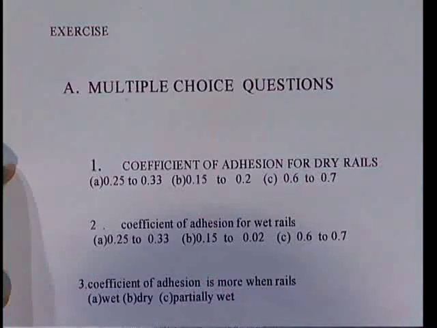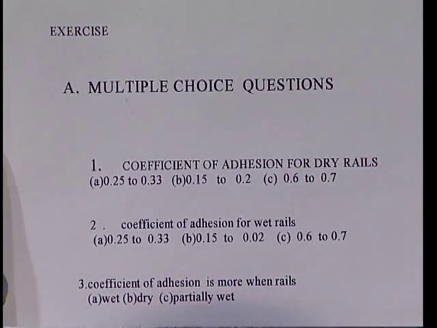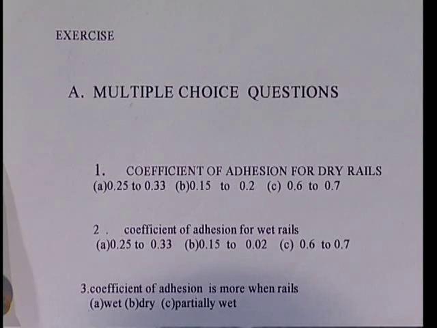First one, coefficient of adhesion for the dry rails: A 0.25 to 0.33, B 0.15 to 0.2, C 0.6 to 0.7. Here in this, A will be the correct answer. The coefficient of adhesion for the dry rails will be 0.25 to 0.33.